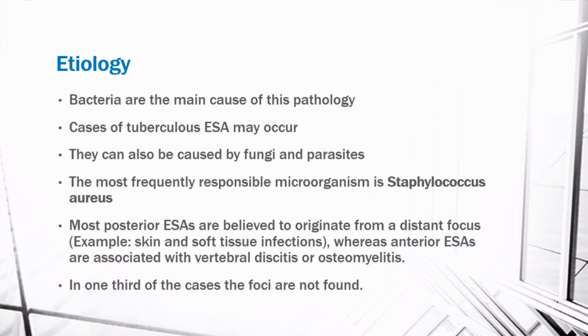Etiology. Bacteria are the main cause of this pathology. Cases of tuberculosis may occur. They can also be caused by fungi and parasites. The most frequently responsible microorganism is Staphylococcus aureus. Most posterior abscesses are believed to originate from a distant focus, for example skin and soft tissue infections, whereas anterior abscesses are associated with vertebral osteomyelitis or discitis. In a third of the cases the foci are not found.